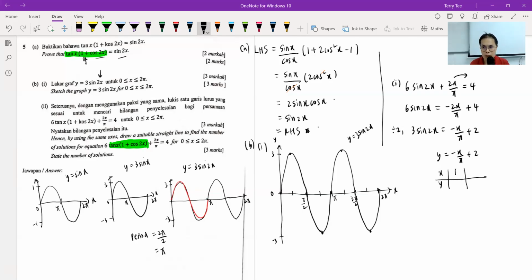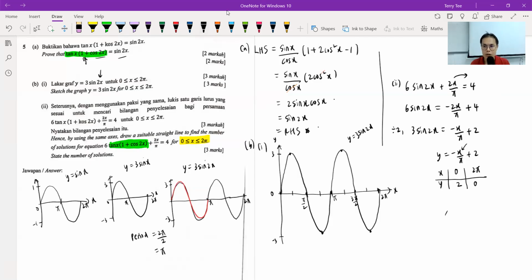Normally, I'll take the smallest value, 0, and the largest value, 2 pi. We use 0 and 2 pi because the graph that we are drawing is from 0 to 2 pi. So sub in x equals 0 inside this. When x is 0, your y is 2. When your x is 2 pi, if I put negative 2 pi divided by pi, plus 2, the pi cancels, I get minus 2 plus 2, which is 0.